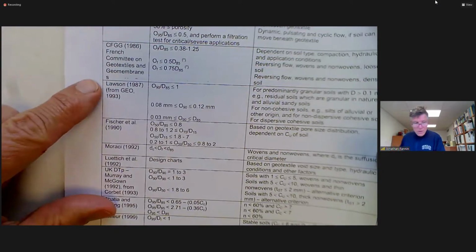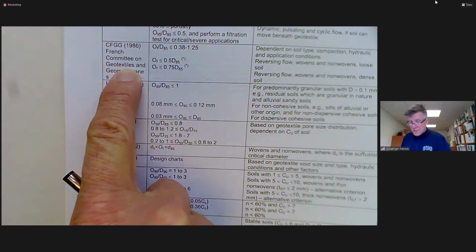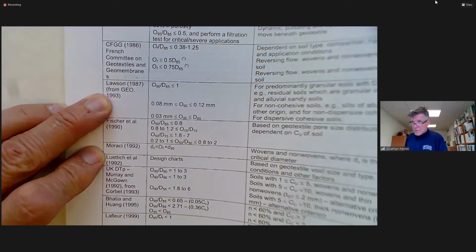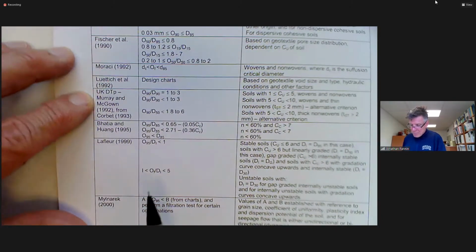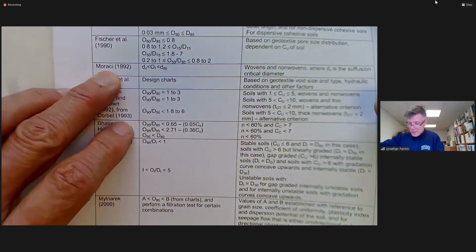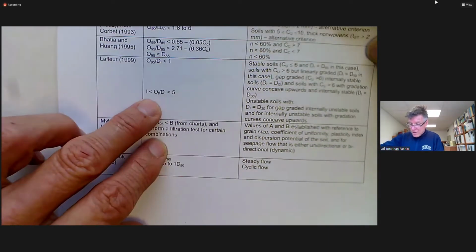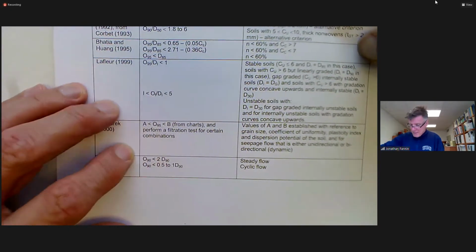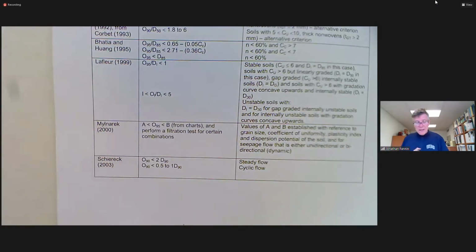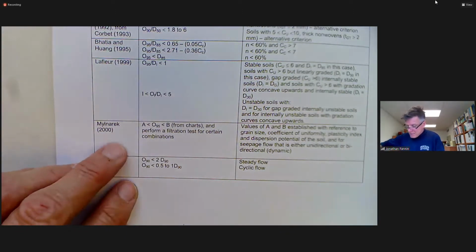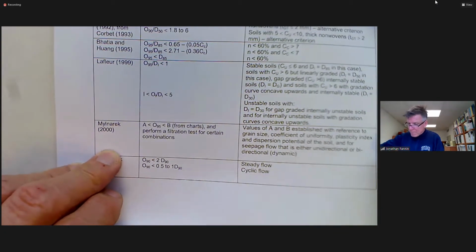French committees on geotextiles. Now we see committees formalizing the work of individuals. Lawson was Hong Kong. Greg Fisher in the US, a PhD with Bob Holtz. Maracci in Italy, the UK. Jean Lafleur, there's the Jean Lafleur, 1999. Jacek Milnerek. I'll make a couple of comments about, I think his work is quite interesting, actually.